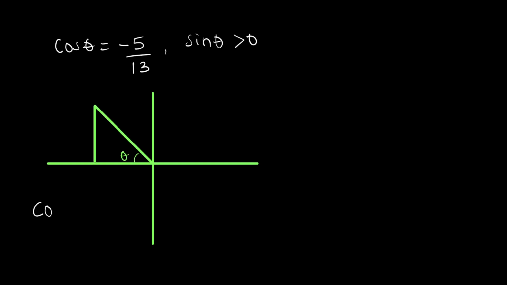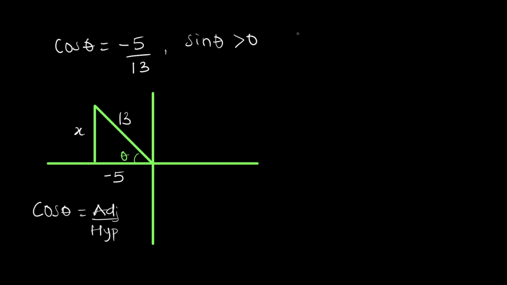Recall that cos theta is the same thing as adjacent over hypotenuse. It therefore entails that our adjacent is minus 5, while our longest side, the hypotenuse, is 13. Hence, we are going to find the opposite.